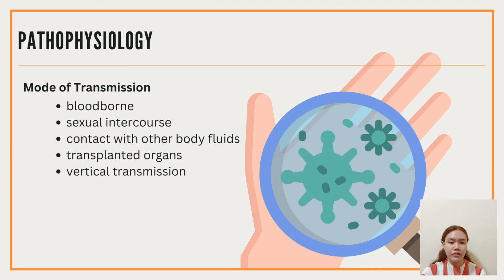Third is when you get in contact with other body fluids that are positive with CMV. Next is when you get transplanted with CMV positive organs. And then lastly, through vertical transmission, wherein the mother is infected with CMV and she passes it to her baby.